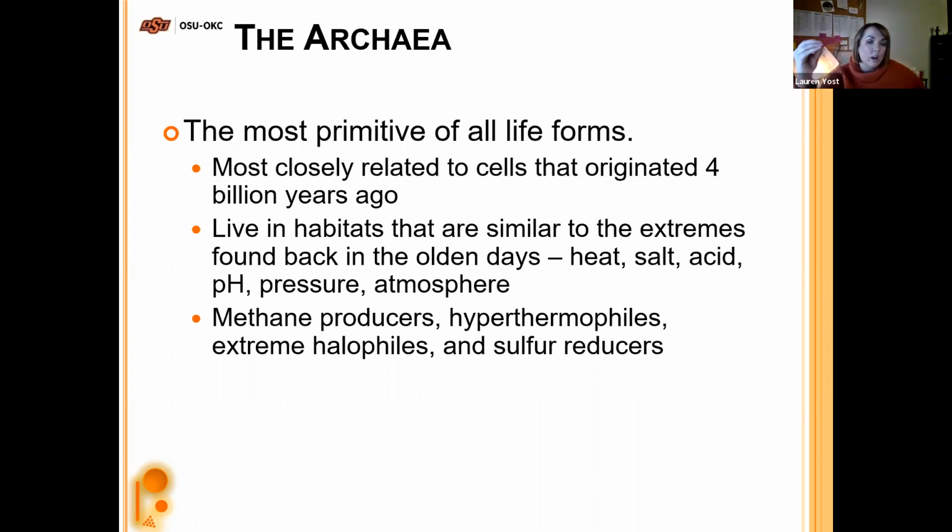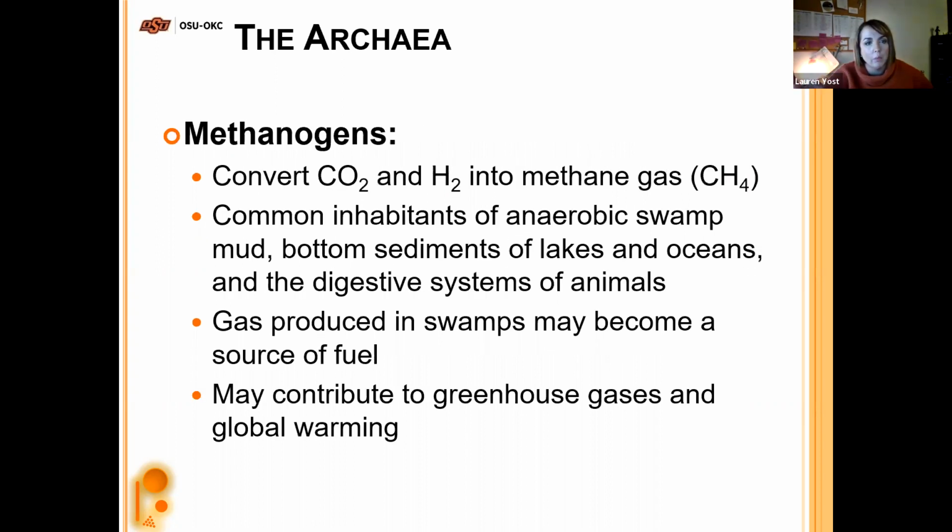Hyperthermophiles like really hot temperatures; they actually have to have hot temperatures. Extreme halophiles can live in very high salt concentrations, and then there are sulfur reducers. They live in these extreme environments, okay? Methanogens are the ones that convert just carbon dioxide and hydrogen in the atmosphere into methane gas. They live in anaerobic swamps.